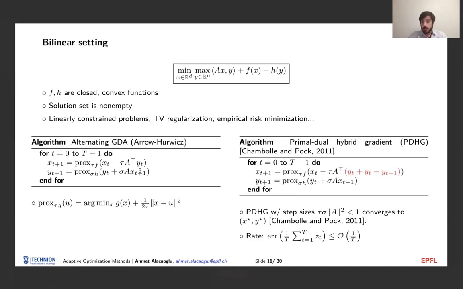Now, a simple modification of this algorithm to make it work in this setting is due to Chambolle and Pock in 2011, and it's called primal dual hybrid gradient. The difference from alternating GDA is that instead of doing the primal step with the iterate y_t, PDHG does the update at the linearly extrapolated iterate, 2y_t minus y_{t-1}. So instead of y_t, we also use the history and do a linear extrapolation and do the primal update using this. What they showed is that with constant step sizes tau and sigma, which use the norm of the matrix A, PDHG actually converges to the solution, and the rate will be 1 over t, similar to the extra gradient algorithm.